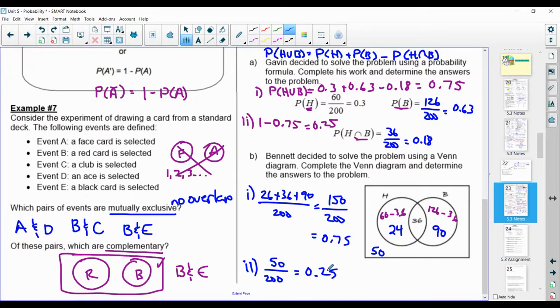All right, so that's our lesson. Hopefully I've given you lots of examples. Remember that when we're talking about mutually exclusive and not mutually exclusive, we're looking at or, and we're asking ourselves, is there an overlap or not?